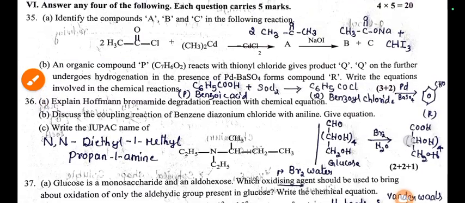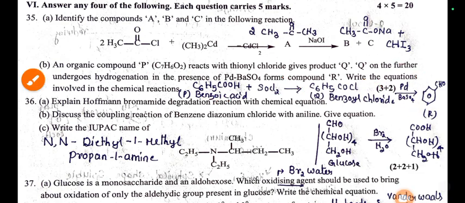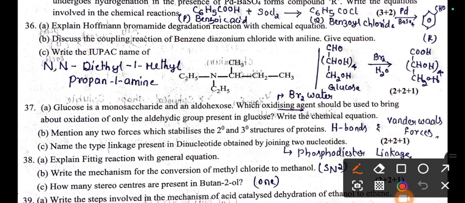Then the B question is an organic compound C7H6O2, that is benzoic acid, which reacts with thionyl chloride and gives product Q. Product Q is benzoyl chloride, and Q on further hydrogenation in the presence of palladium and barium sulfate gives compound C. The compound C is benzaldehyde. 36A, Hoffmann bromamide degradation reaction is very easy, you can remember.